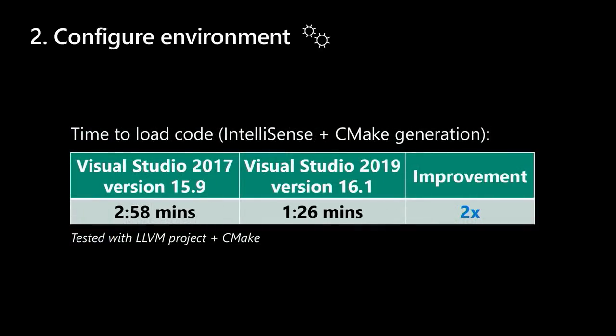And another thing that we've done is we've been focusing a lot on performance. If we're looking at the time to get your code loaded and for CMake generation to complete on an open folder project running CMake, this is an example tested with LLVM. We're talking about a 2x performance improvement, so you can get started a lot faster. So that's just something you'll get with Visual Studio 2019, specifically in version 16.1 of the IDE, which is the next version coming up.